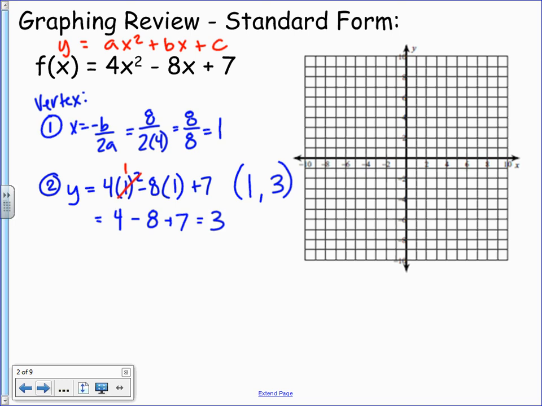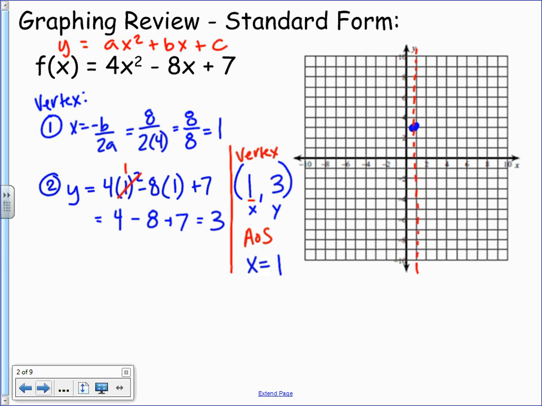If I have this xy ordered pair for my vertex, I can go ahead and graph it on my coordinate plane by going right 1 and up 3. And if my vertex is 1, 3, then my axis of symmetry is just that x-coordinate of my vertex. So axis of symmetry is at x equals 1. I can go ahead and draw a vertical line on my graph representing the axis of symmetry.